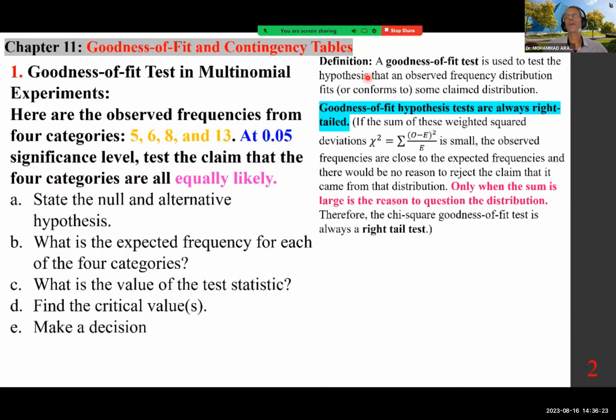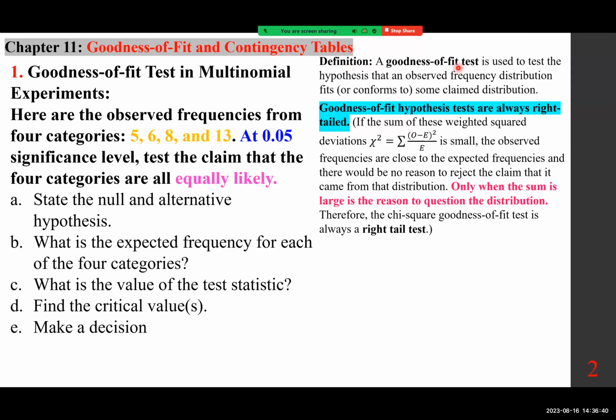So, definition of a goodness of fit. Could somebody read that, please? A goodness of fit test is used to test the hypothesis that an observed frequency distribution fits or conforms to some claimed distribution. Goodness of fit hypothesis tests are always right-tailed.